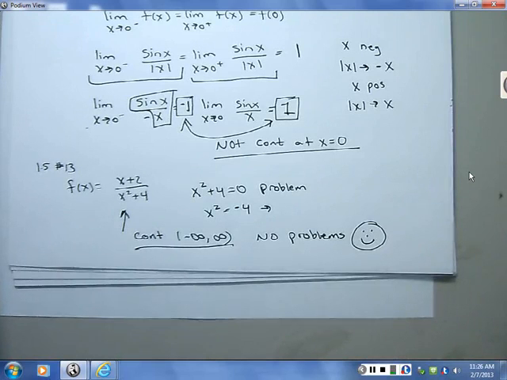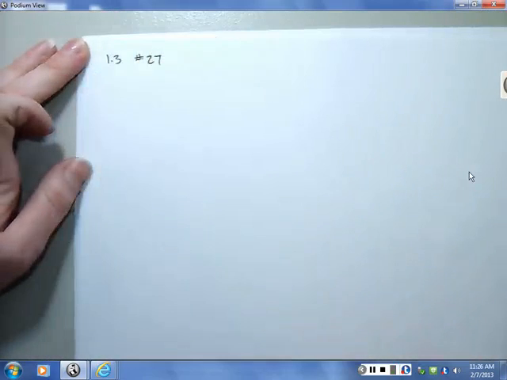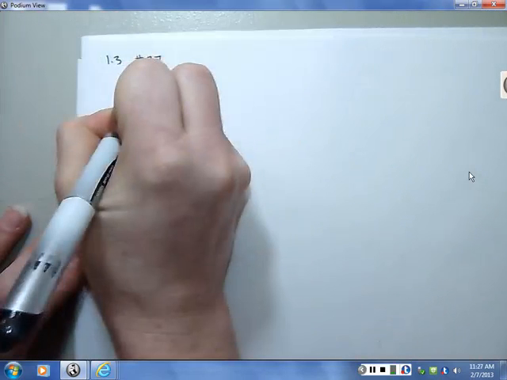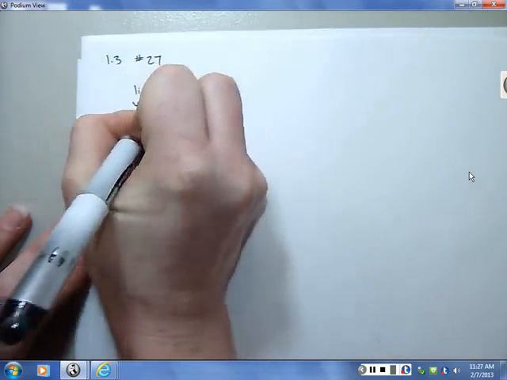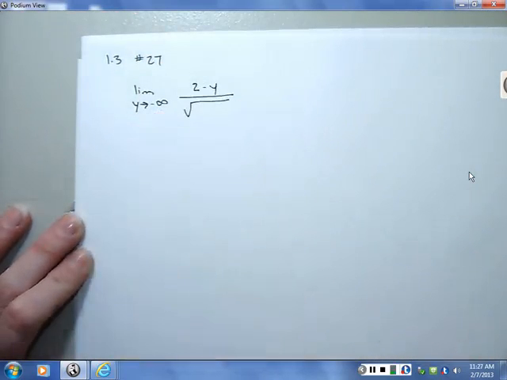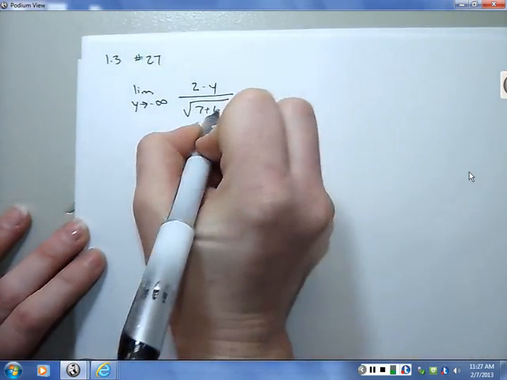Number 27. This is one where you have to divide top and bottom by the absolute value of x, because we have this radical. So we're given, you said 27, right? Yeah. Okay. So we have the limit as y goes to minus infinity of 2 minus y divided by the square root of 7 plus 6y squared.